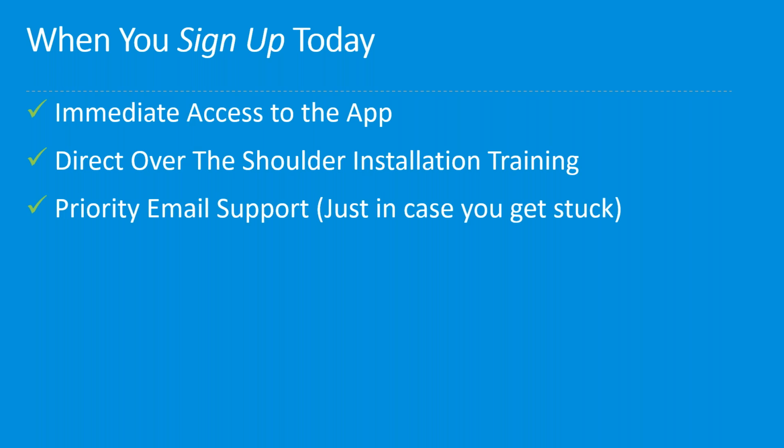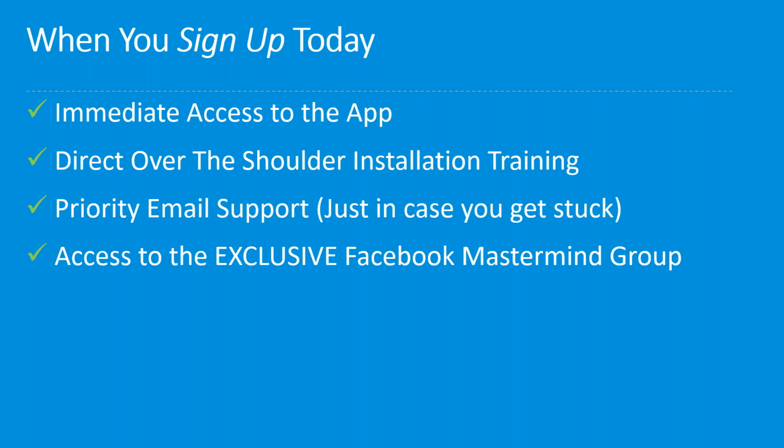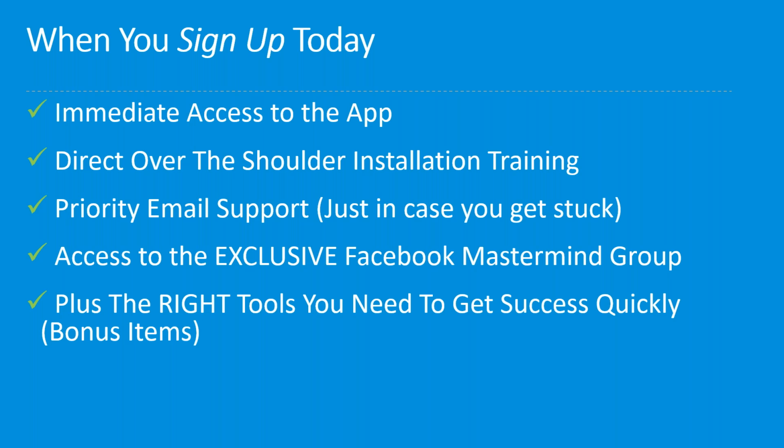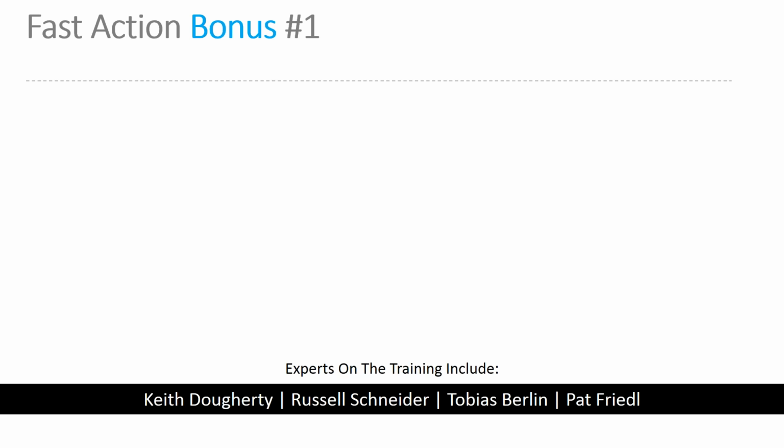You get the priority email support. If you get stuck, you also get access to the exclusive mastermind group. Once again, another support system for you. Plus, you get the right tools you need to get success quickly. We're going to talk about those in just a minute with some additional bonus items we're going to give you guys. So here's the fast action bonus.